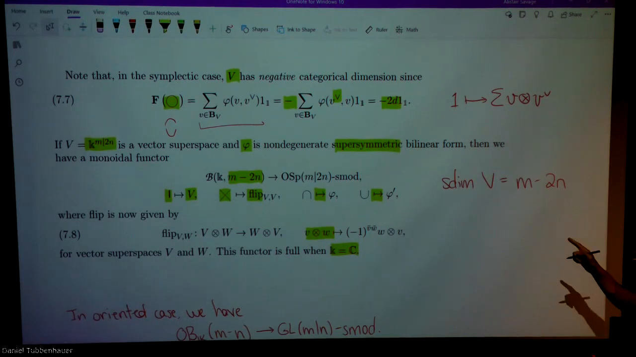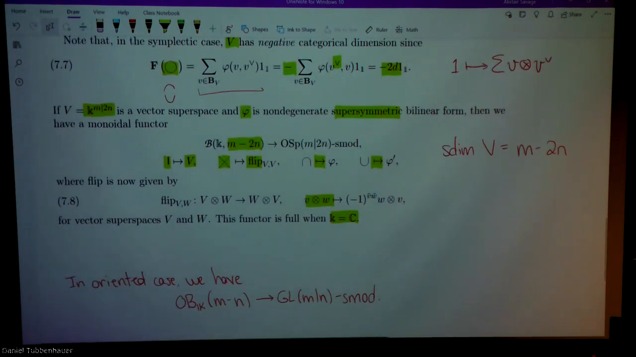You may then be tempted to go back to the oriented case and say, well, we could have done super there as well. And you could. You can replace the general linear group by the general linear supergroup, and you get a functor in the usual way. You basically don't have to change anything except the flip is now the super flip, and your parameter is the superdimension. It's m minus n. And again, this is full over the complex numbers.